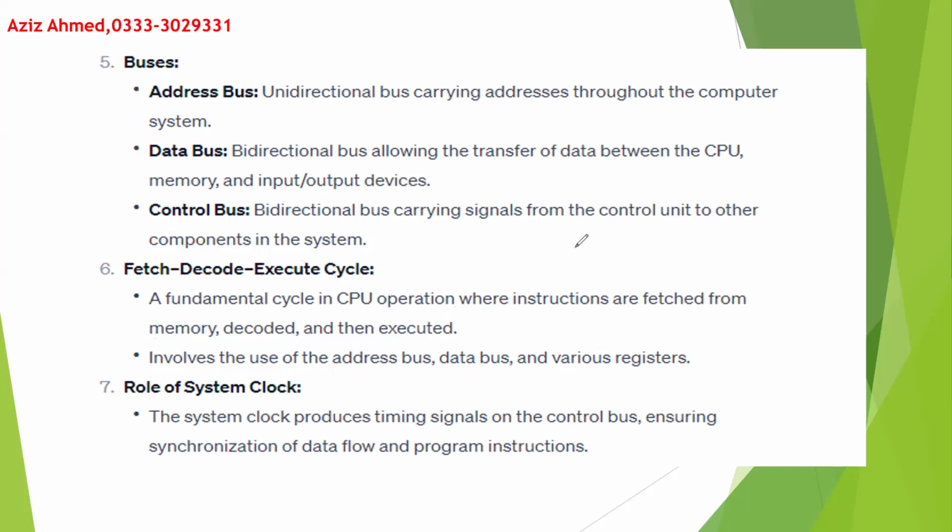Executed means performing a particular operation, like addition of two numbers, subtraction of two numbers. Execution means to perform a particular operation.